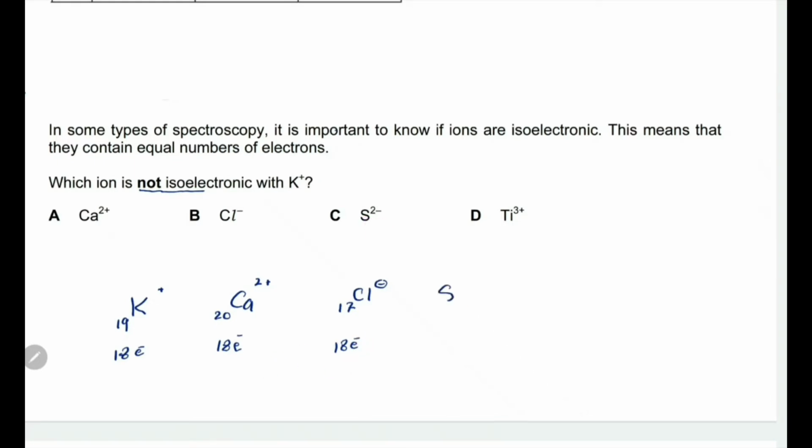Sulfide ion: sulfur has atomic number 16 and 2 negative charge, 2 electrons have been gained by it. So now it has 18 electrons. Again, it is isoelectronic. So our choice will be titanium 3 positive. Titanium has atomic number 23. When it has lost 3 electrons because of the 3 positive charge, 23 minus 3 becomes 20. So it has 20 electrons. So titanium 3 positive is not isoelectronic to potassium cation. So this is our choice.